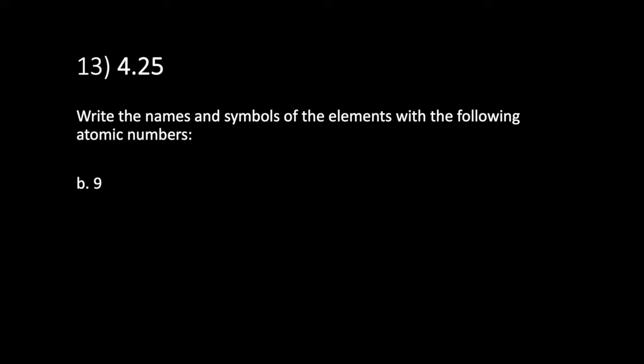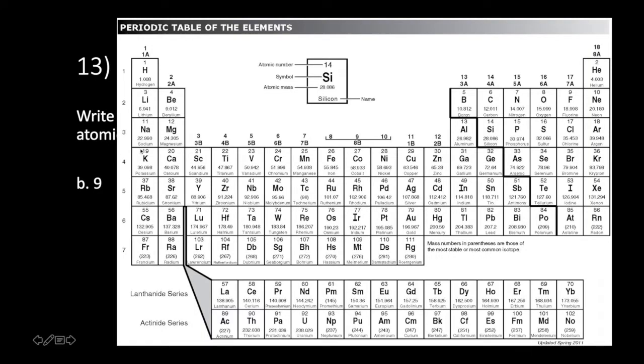Okay, how about 9? If the atomic number is 9, there are 9 protons in the nucleus. The number 9 should be at the top of the box, and you can see that that's the case for fluorine. So you'd write 2 things. First, F, capital F for the symbol, and second, the word fluorine. And those 2 things together would be the answer for 13B.